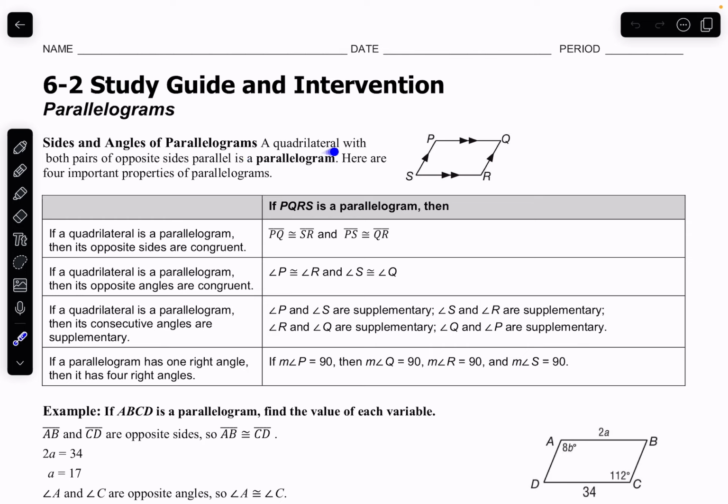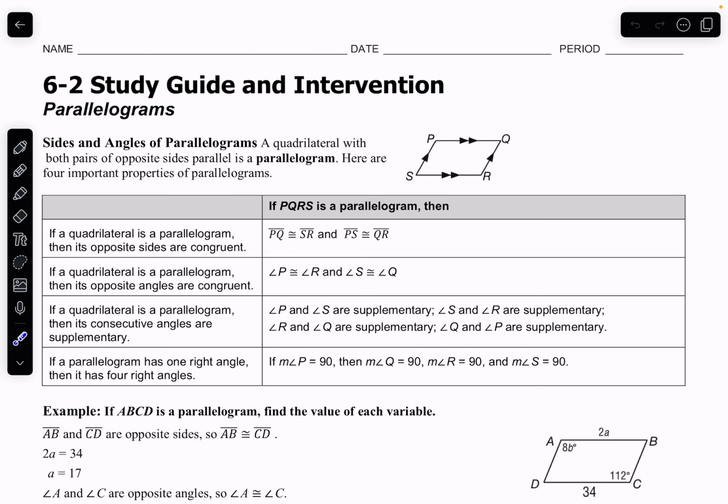A quadrilateral with both pairs of opposite sides parallel is a parallelogram. Here are 4 important properties of parallelograms. Property number 1. If a quadrilateral is a parallelogram, then its opposite sides are congruent. So for the example over here, PQ is congruent to SR.